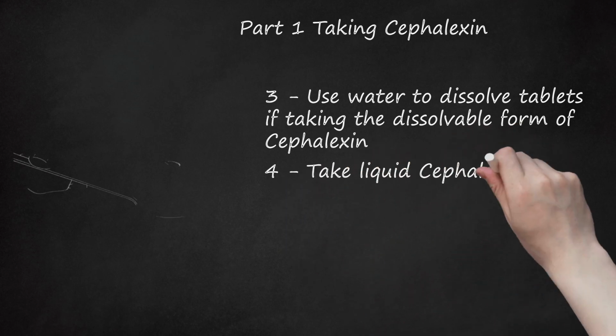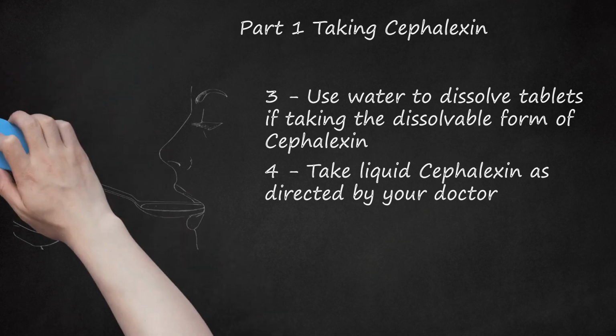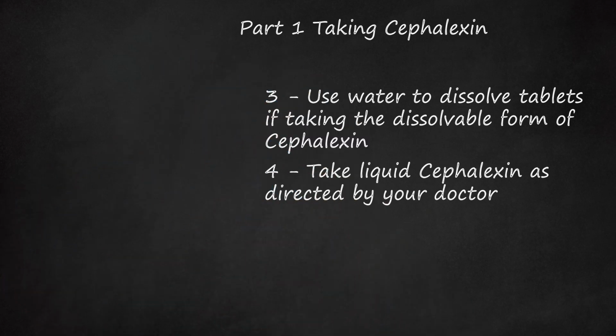4. Take liquid cephalexin as directed by your doctor. Follow your doctor's instructions for taking liquid cephalexin. Ask your doctor or pharmacist if you have questions. If you are using the oral suspension liquid form of cephalexin, you will need to shake the container before use. It is also crucial that you take the correct dose by using a measuring cup or spoon. Often the dose is given in milliliters, ml, so a medicine syringe, without a needle, is commonly used to measure the dose. If you do not have a measuring device, ask a pharmacist for one.